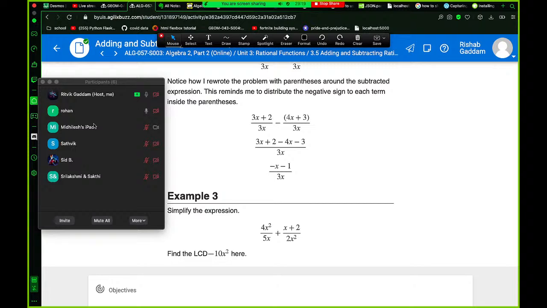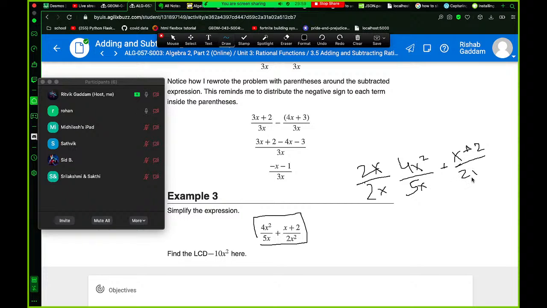So you multiply the 4x squared over 5x. We're doing example 3, right? Yes. Okay, so we multiply the first term by 2x over 2x, and multiply the second term by 5 over 5. Okay. Yeah, you can move on.